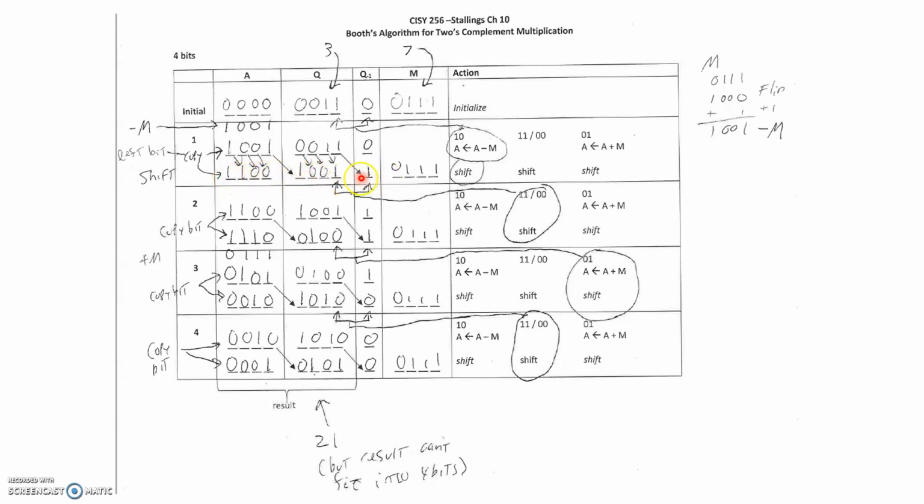So this right here is the result of the shift. And by the way, if you notice, M never changes throughout this algorithm. That completes step 1. So now for step 2, we look at, in this case here, the 1, 1. 1, 1, all we do is a shift.